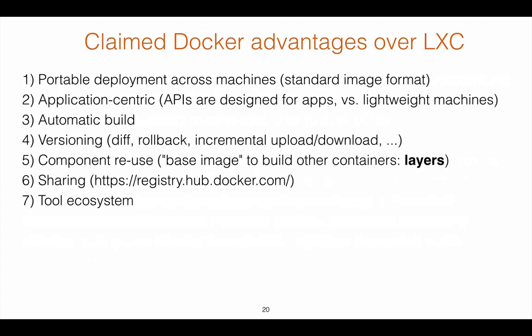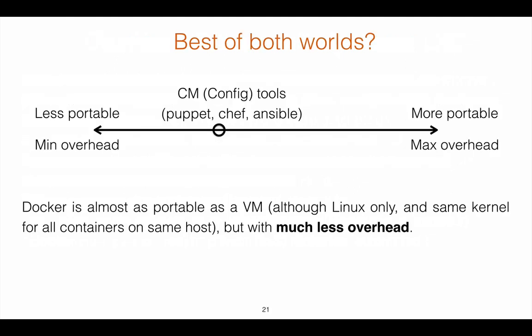Those are the advantages that Docker claims to have over LXC. It's portable across machines because it uses a standard image format. It's focused on the application, not on just making a machine more lightweight. It allows you to build automatically. It provides versioning. It allows you to reuse components. As I told you before, you can use multiple layers. So you create a base image and then you add on top of that. So you add a layer, and it allows you to share those images through a registry. And it provides an ecosystem of tools around it.